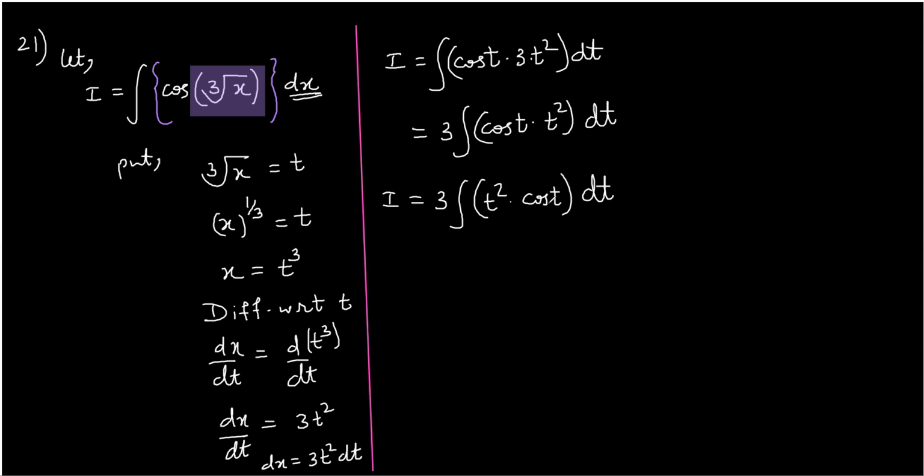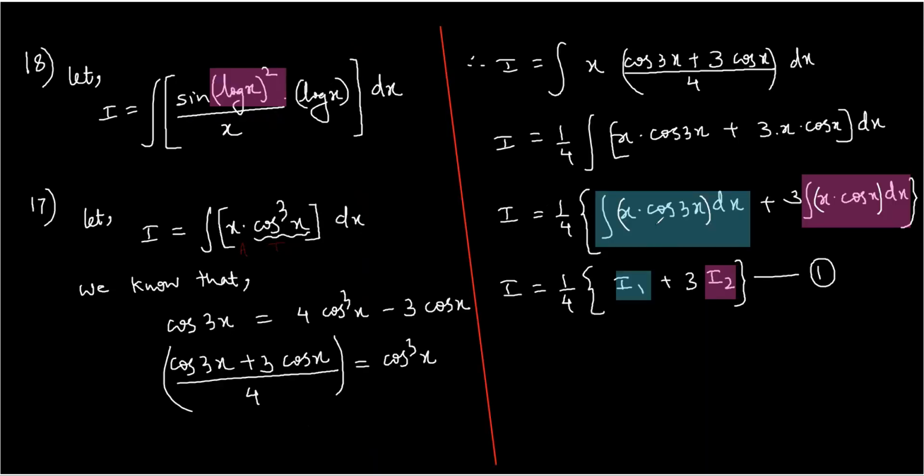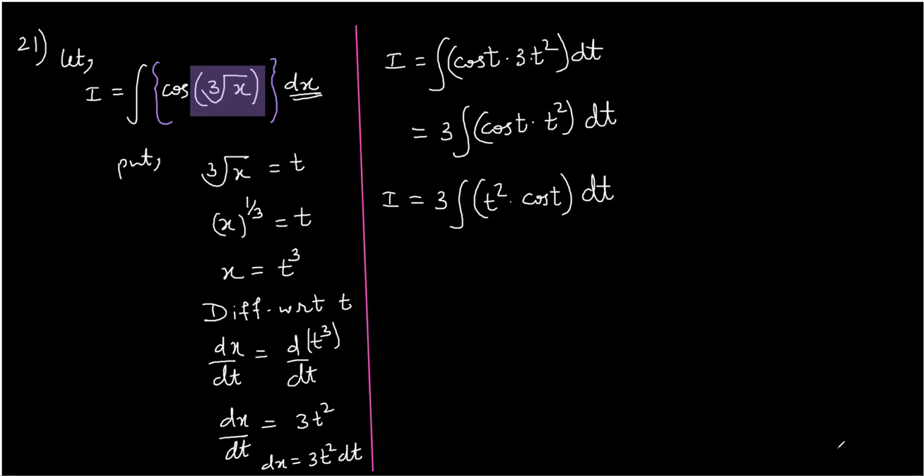This is the first time we are getting it this way. See, earlier we had trigonometric into algebraic, but there the power of x was 1 only. Here also the power of x is 1. For the first time we are getting the power of the algebraic as 2. So I will do it for you.